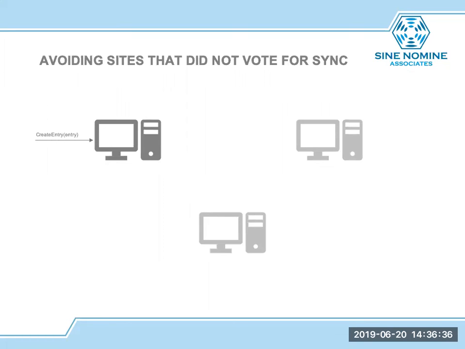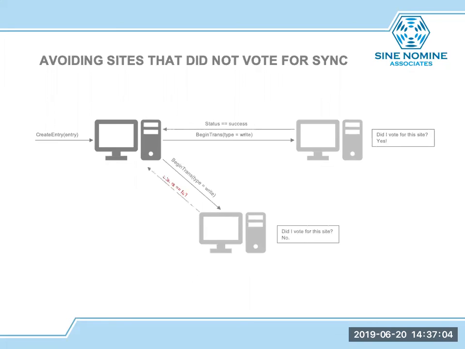But the problem here is that this site just came back. He didn't have the chance to get a request for vote from the sync site. And as a result of that, he did not vote for the sync site yet. Now let's pretend that we have a write transaction. The sync site is going to create a write transaction on the remote sites. But remember, this guy here did not vote for the sync site yet. So that request is not going to work on that site. The transaction is going to fail.